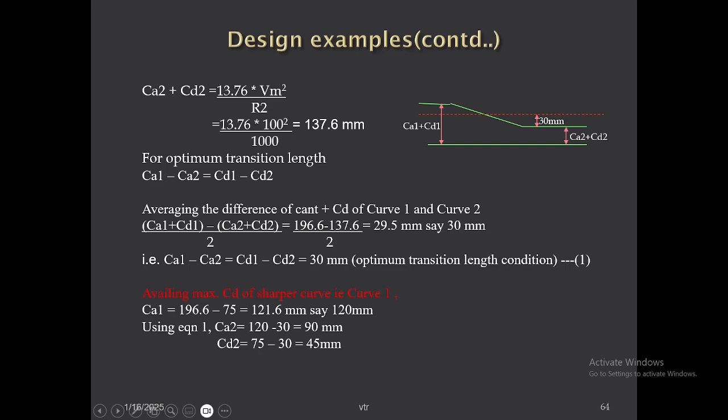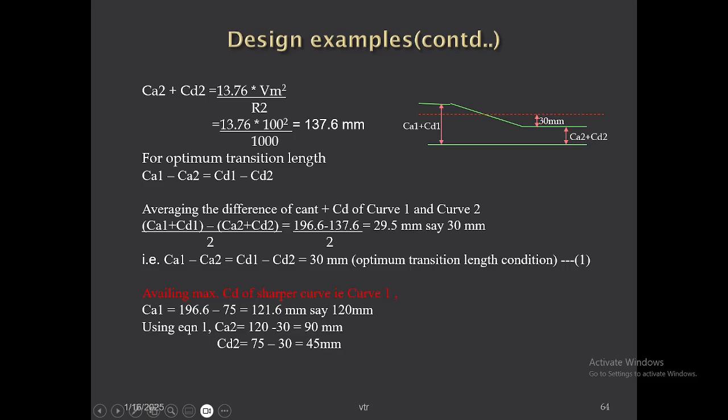Like that, using equation 1, CA1 minus CA2 is equal to 30 mm. So CA2 equals this 120 mm, that is CA1, minus this 30 mm. From that we got the CA2 value of 90 mm. Like that, the second equation you take. Substituting the value of the cant deficiency 75 mm, minus 30 mm we get 45 mm. So CD2 will be 45 mm.